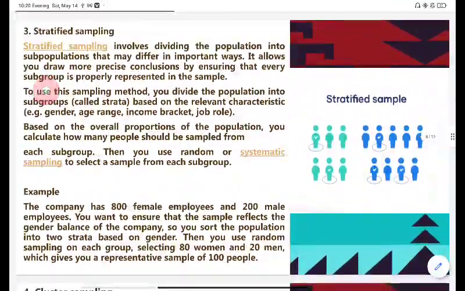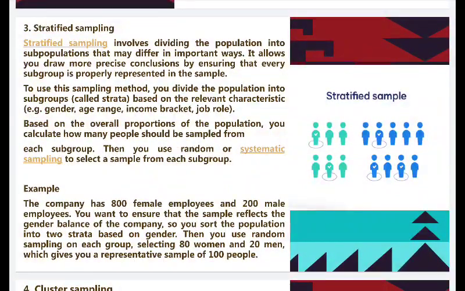Okay? Next naman is we have the stratified sampling. So, ano tong stratified sampling? Stratified sampling involves dividing, dinidivide po, the population into subpopulations that may differ in important ways. It allows you to draw more precise conclusions by ensuring that every subgroup is properly represented in the sample. To use this sampling method, you divide the population into subgroups called strata, based on the relevant characteristic, for example, by age, gender, income bracket, or job role. Based on the overall proportions of the population, you calculate how many people should be sampled from each subgroup.